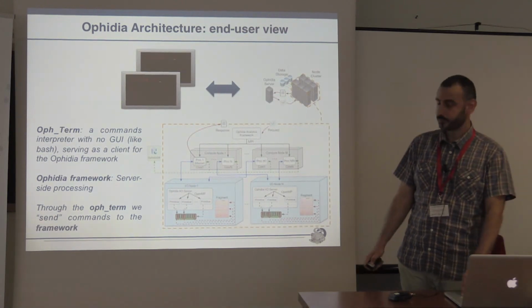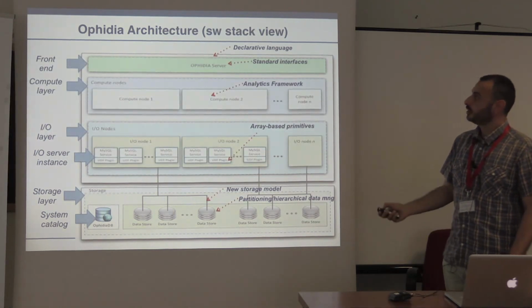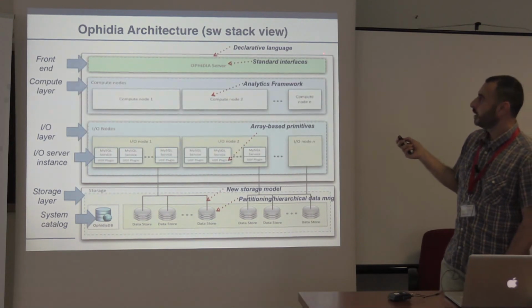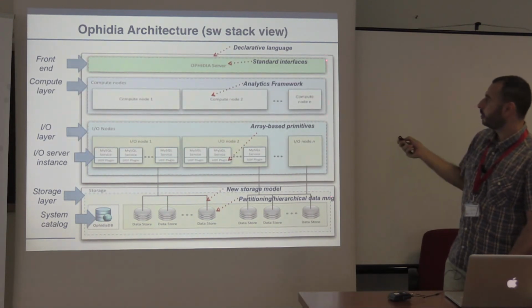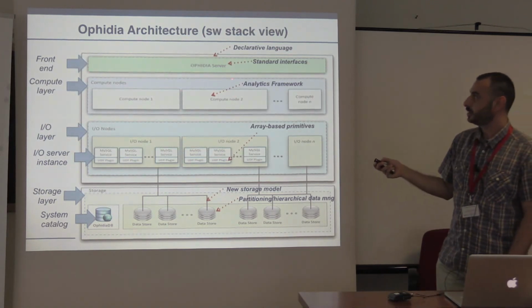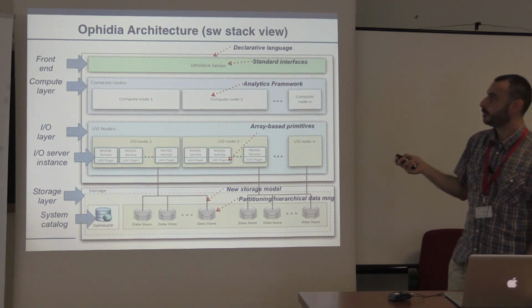So this slide shows the Ophidia architecture. Basically, it is formed by 4 layers. The first one is the front end, the Ophidia server. It provides the declarative language and standard interfaces.